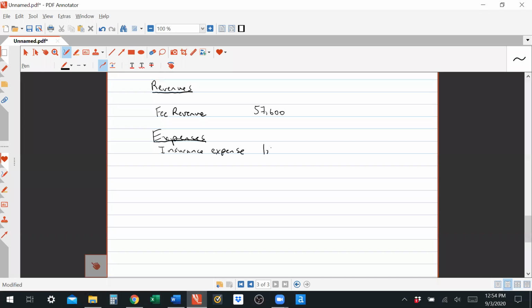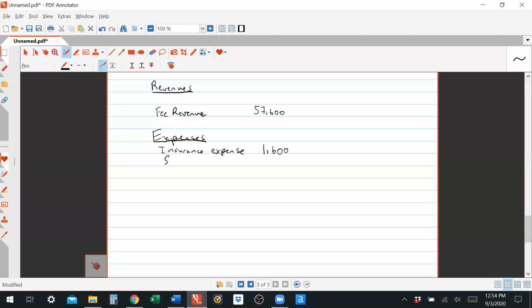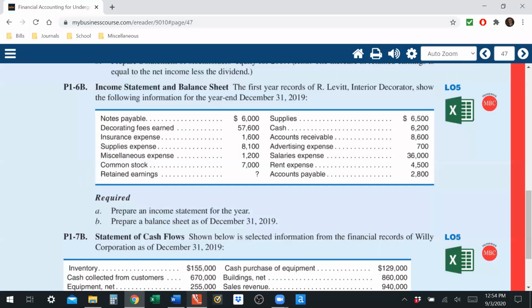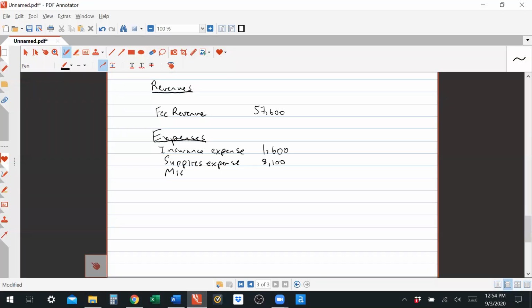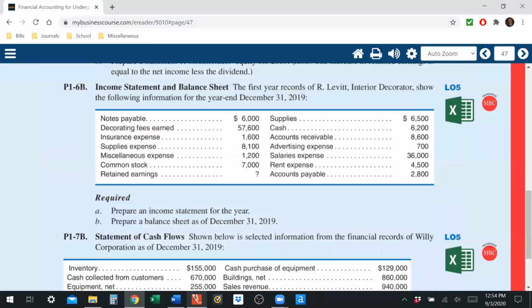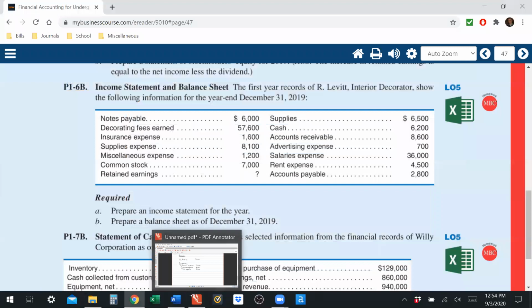$1,600. Then we have supplies expense, $8,100. Then we have our miscellaneous expense of $1,200. And then over here we have our advertising, oh, we have more stuff over there. Miscellaneous expense. And again, we're not going to talk about what these various expenses are. That's not really important for this chapter. It's just knowing the format of the income statement. Miscellaneous expense, and then we have advertising, salaries, and rent.